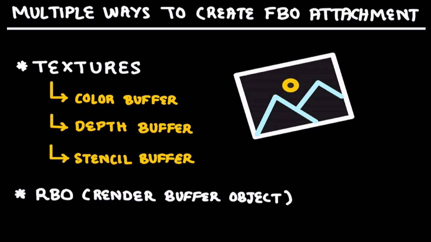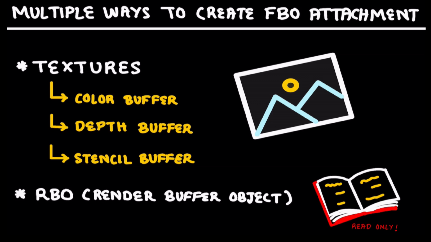The second method is using RBO, also known as Renderbuffer Object. RBOs are write-only, or not readable. Because of this property of RBOs, we generally use RBOs for stencil and depth buffers, because in these buffers we only need to test values to decide whether a fragment passes the stencil or depth test or not. So we can either decide to create all three buffers using textures, or the more general approach is to create a color buffer using a texture and the other two, depth and stencil buffers, using RBOs.